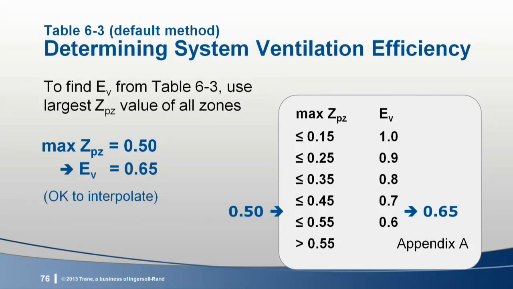Note that example 6-J in the standard 62.1 user's manual clarifies that interpolation is allowed when using this table. And it's worthwhile doing because it results in a higher value for system ventilation efficiency. But one important thing to notice about this table: if the largest zone outdoor air fraction is greater than 0.55, standard 62 requires you to use the calculation method in Appendix A.